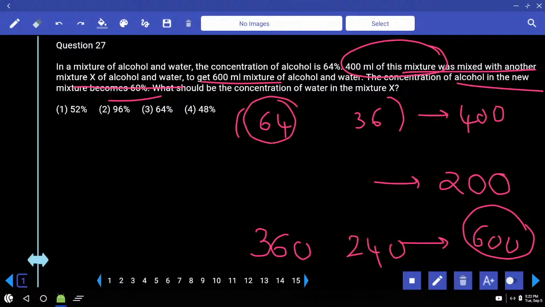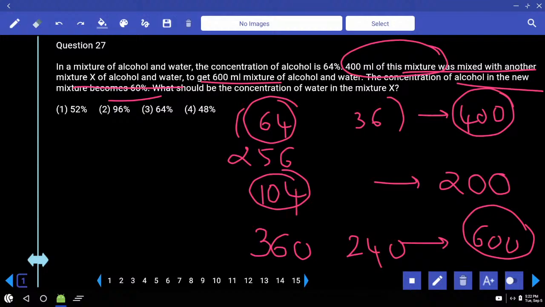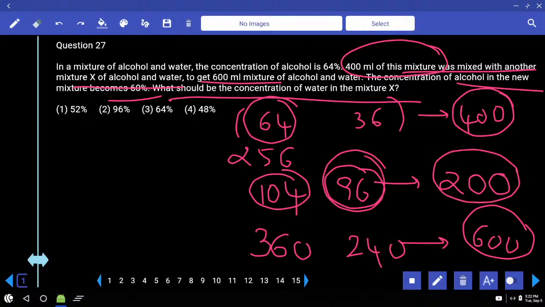So here what is 64% of 400? 256. Definitely this should be 104. So what should be the concentration of water in the mixture X? So this should be 96. So this is 96 out of 200. Percentage is 48. Isn't it?